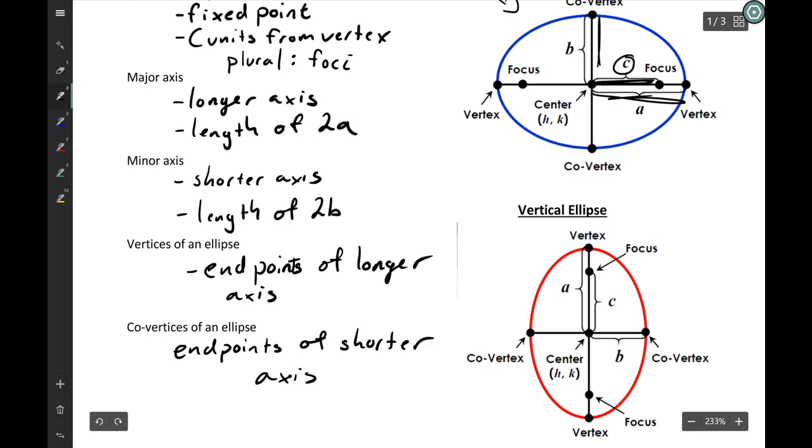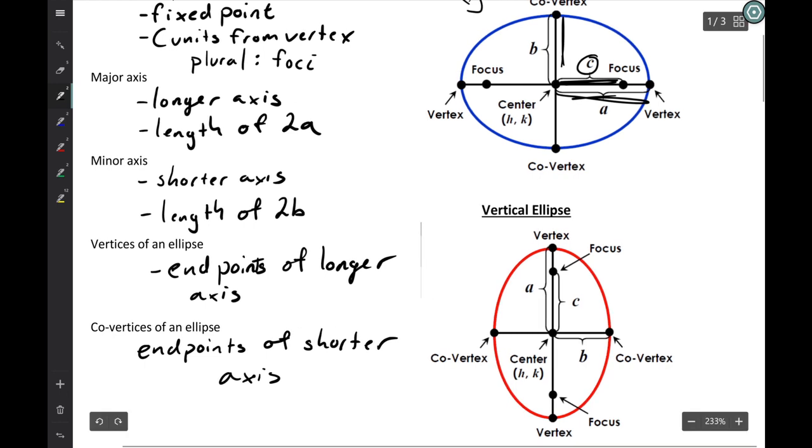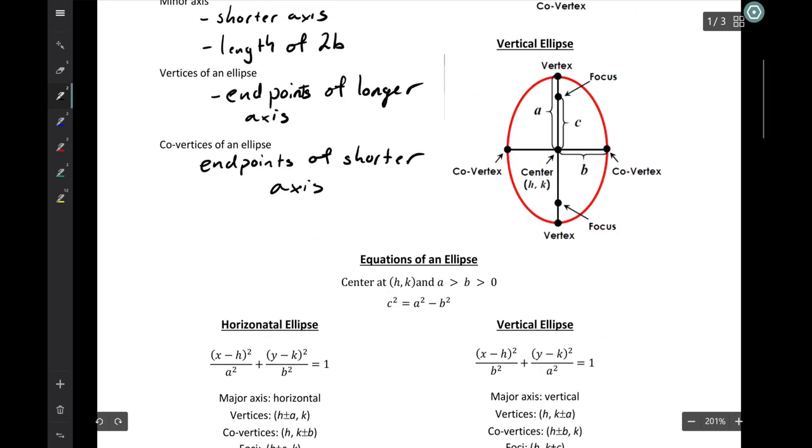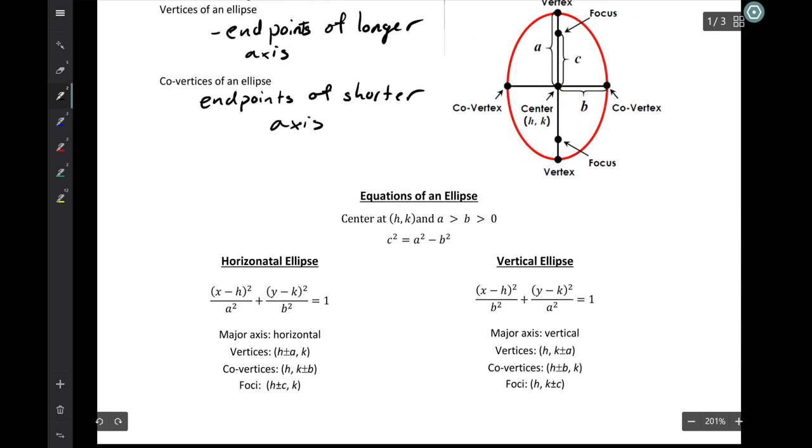Okay, and those are the properties. So essentially you can have horizontal ellipses, vertical ellipses, and that's pretty much it. Eventually we'll learn how to rotate them, but that's not this year. So the equations are pretty simple. They all have the same property of having a center at (h, k), where a is always greater than b, which is always greater than 0, and then c has this relationship to a and b. So c squared is equal to a squared minus b squared.